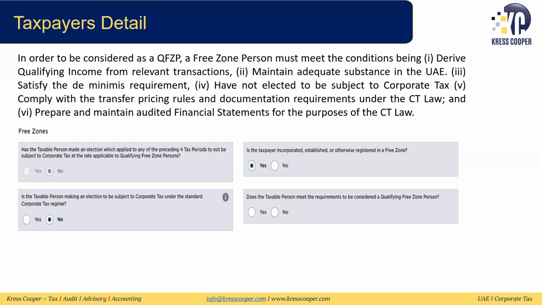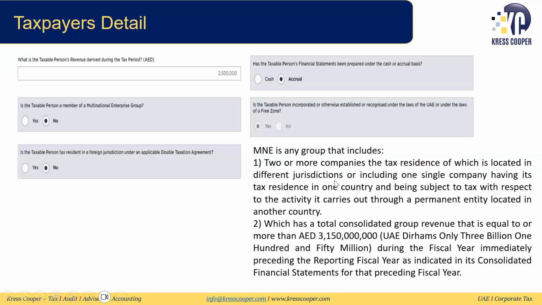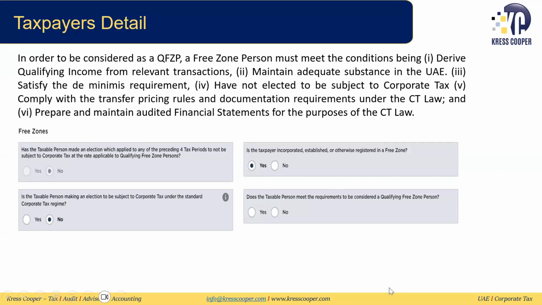The second is that they are asking if the taxable person is meeting any of the requirements to be considered a qualifying free zone person.